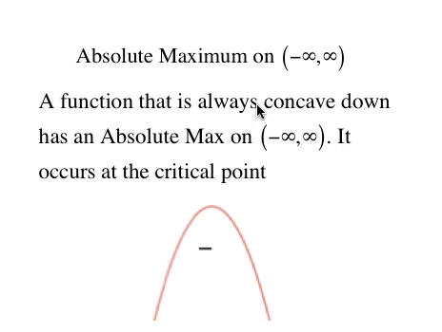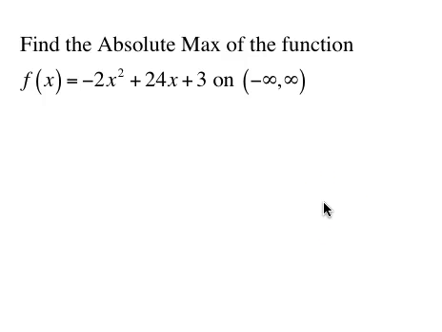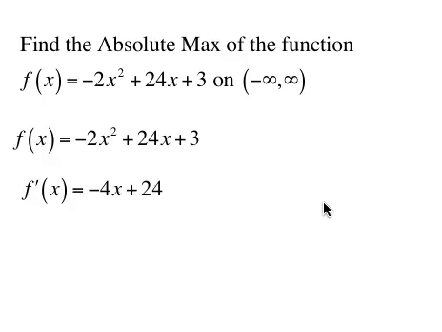And similarly, if we want an absolute max, we need to have a function that is concave down forever. So we look at a parabola like this with a negative second derivative, always concave down. It will achieve an absolute max at its critical point. So our example here is f of x is negative 2x squared plus 24x plus 3. We want to find the absolute max on the interval from negative infinity to infinity. First derivative, negative 4x plus 24. Second derivative, negative 4. So it's always concave down.